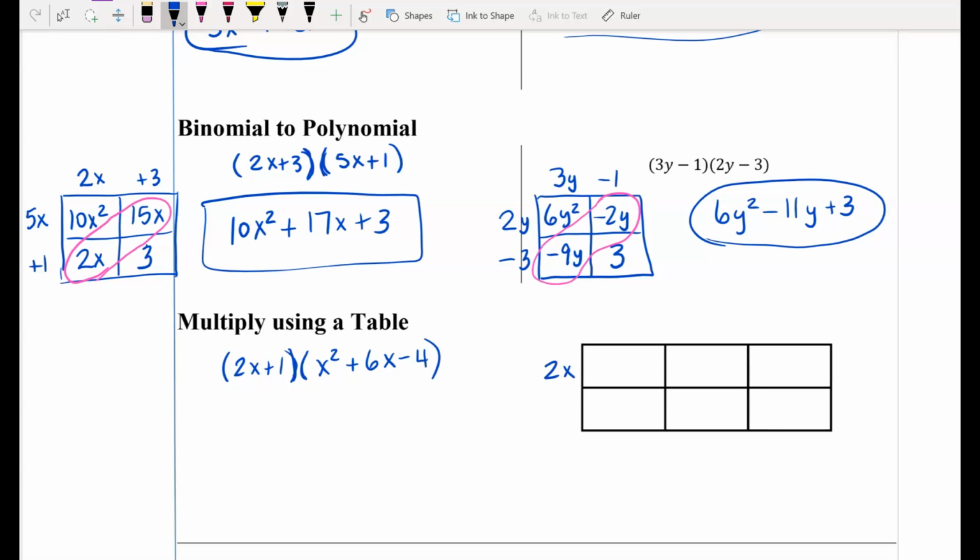So maybe we'll organize our work in a box. So I'm going to put the 2x plus 1 down the side because I have 2 rows, and the x squared plus 6x minus 4 across the top. I'm going to multiply to fill in the box.